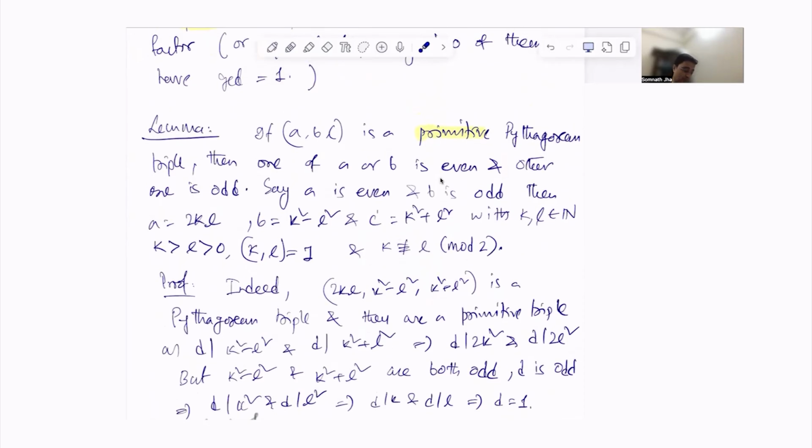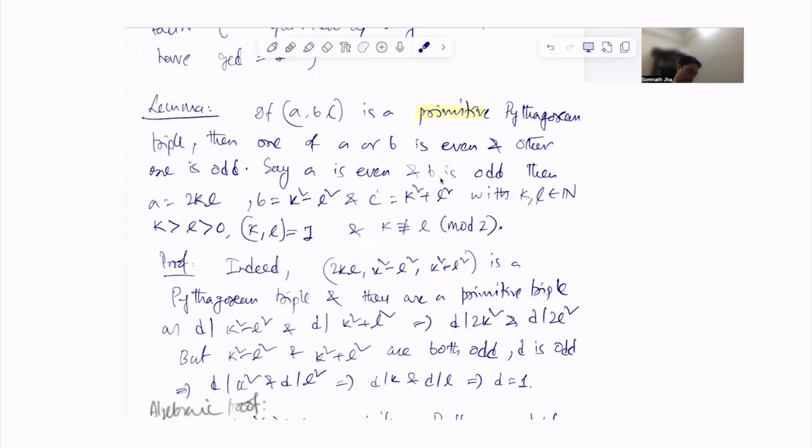So this way, if you use this formula, we are actually getting all Pythagorean triples. The proof is easy, and we have given the algebraic proof; there is also a geometric proof. So next time we'll see this proof and we'll see how that is relevant to congruent numbers.